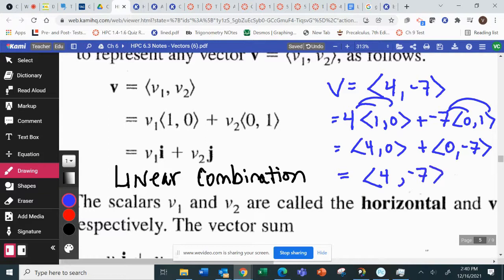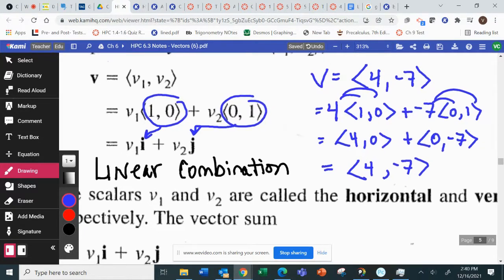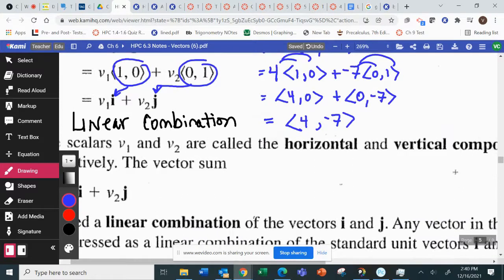So this is totally component form. Now what they're saying is this is i and this here is j. So another way of writing this vector in linear combination form would just be to write that 4 next to i, and I'm going to write minus, but it would be like plus -7 next to j.